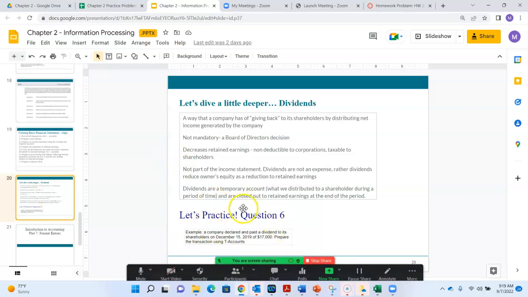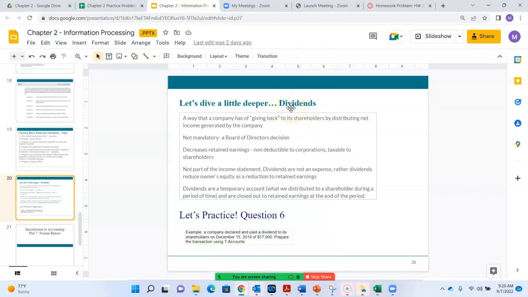We've got a practice problem down here that deals with dividends, but let's talk about dividends. Remember, dividends are basically what a company will pay to shareholders. They're a way that a company has of giving back to its shareholders by distributing net income generated by the company. It is not mandatory that a company pays out dividends. It's the board of directors' decision. They get to choose. How do dividends impact the financial statements? They are a reduction to retained earnings. So keep that in mind. You don't need to know this too much. It's good information, but you won't be tested on it.